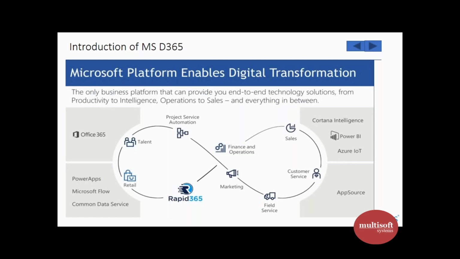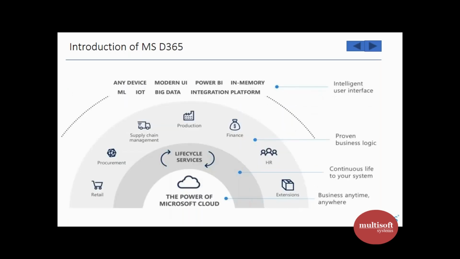It is integrated with sales, customer service, marketing, field service, project service automation, talent, retail, and all the things. Again, this is an end-to-end technology, from productivity to intelligence and from operations to sales and everything in between, this Microsoft Dynamics 365 tool. Okay, I'm just briefing what I explained to you. And this is the introduction of the Microsoft Dynamics 365 tool. It is integrated with all other modules also: retail, procurement, supply chain management, production, finance, HR, and extensions.